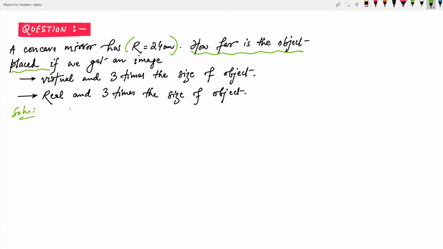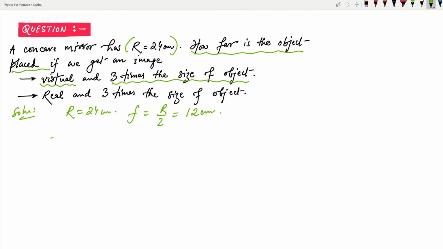Now let's see. Now r is given to be 24 centimeter. So directly we can say that focal length is r by 2, or we can say that it is 12 centimeter. So this is done. Now we know that there is a relationship between f, u and v, and that is the mirror formula. So ultimately we have to use that formula. But before that, you need to understand, it says the image formed is virtual and 3 times the size of object. That means the concept of magnification is needed here.